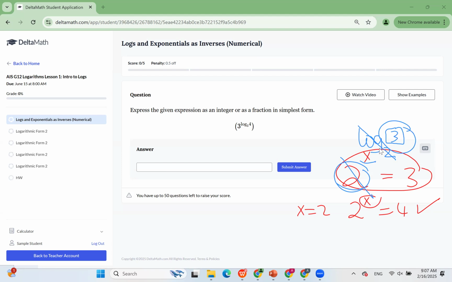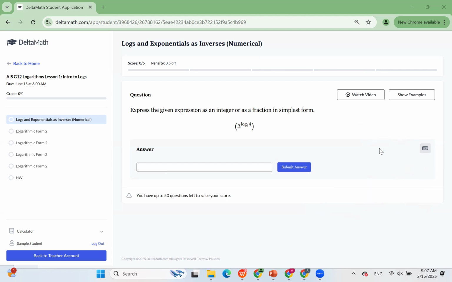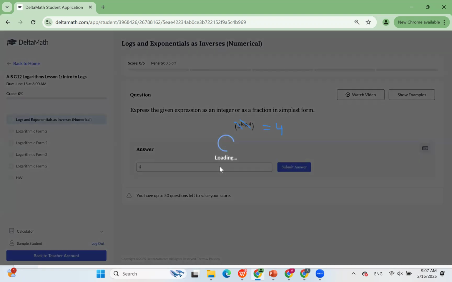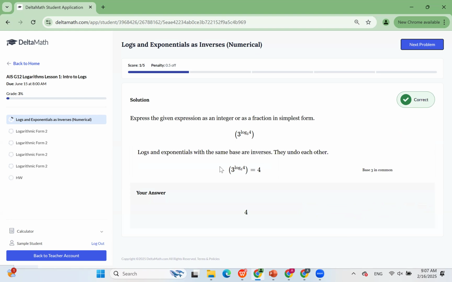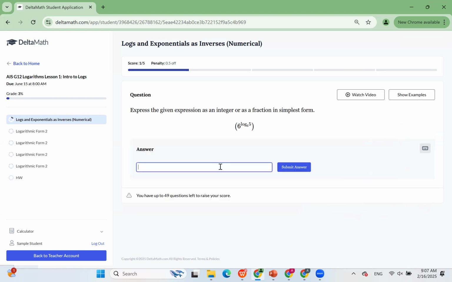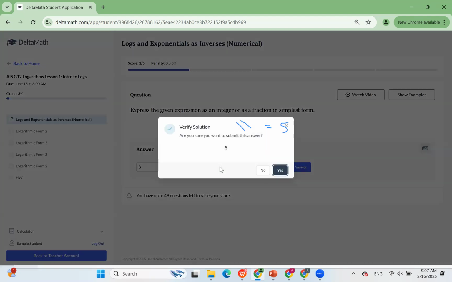So let's apply this rule to these problems here. If you have 3 power log base 3 of 4, these would just cancel out and we would get 4 as an answer. So this here is 4. Let's try another problem. Here we have 6 and log base 6. So these cancel out and we get 5. So 5 is the correct answer here.